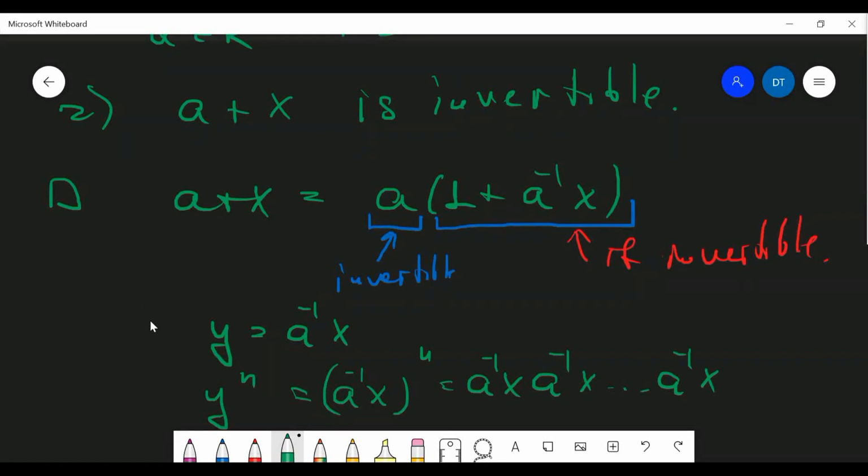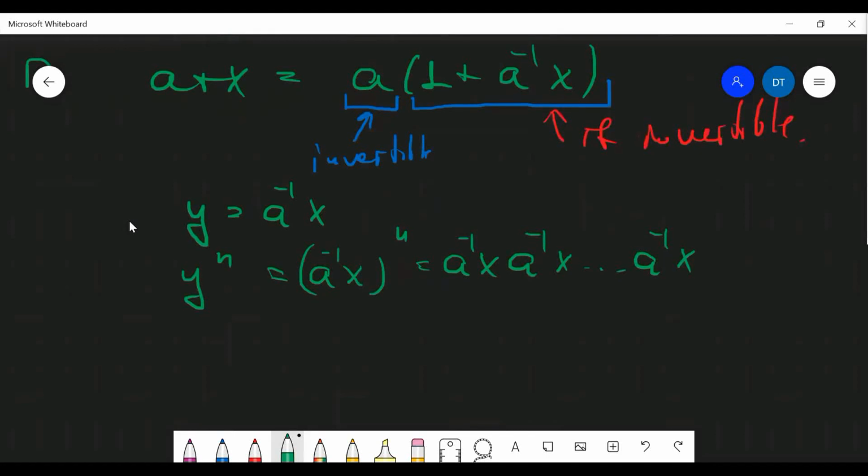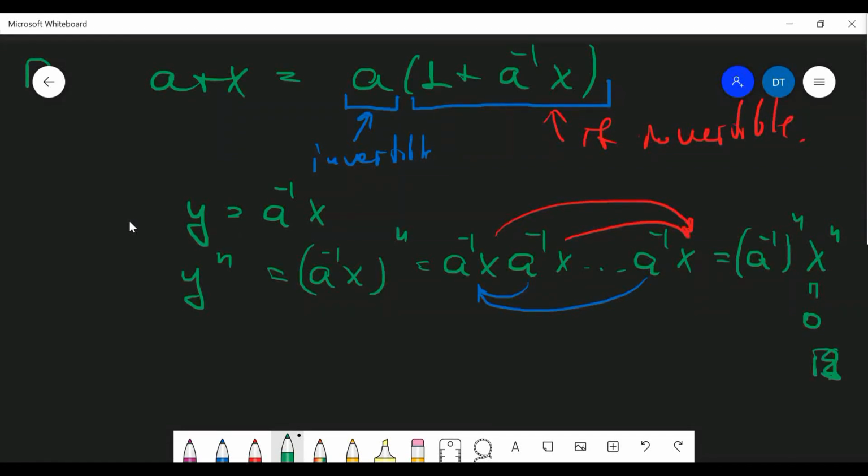But since the ring is commutative, we can move all these guys on the left and all these guys on the right. And this is exactly the same as a to the minus 1 to the n, x to the n. And x to the n was 0, so indeed y is nilpotent, so 1 plus y is invertible, so a times this expression is invertible. Are there any questions?